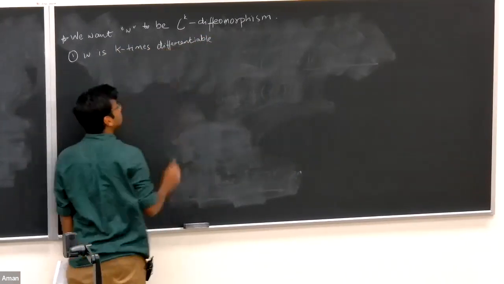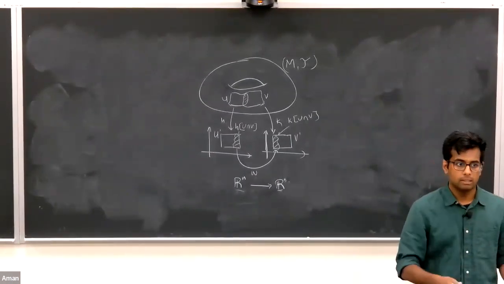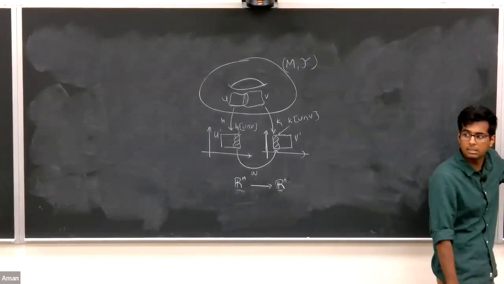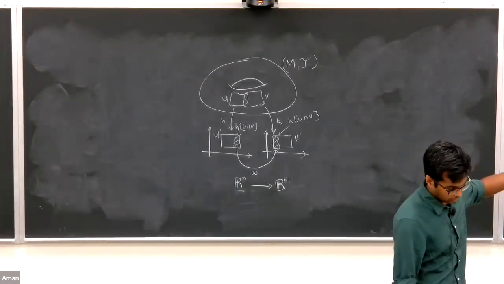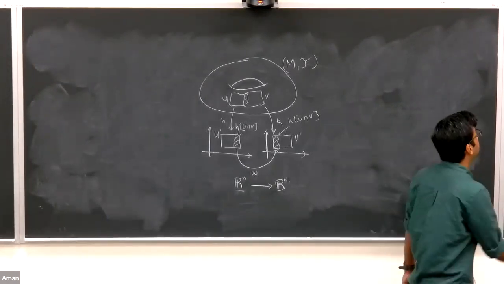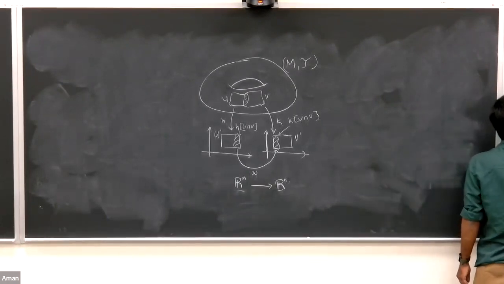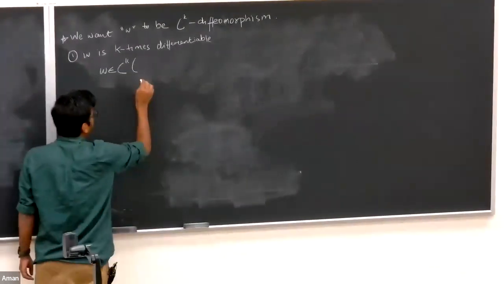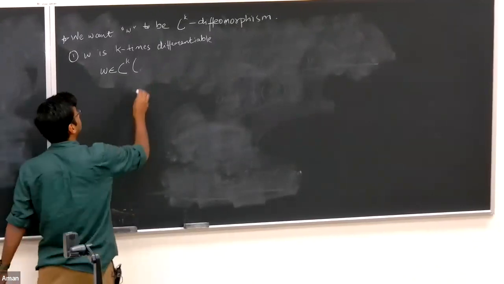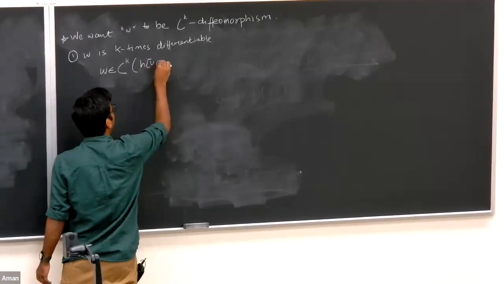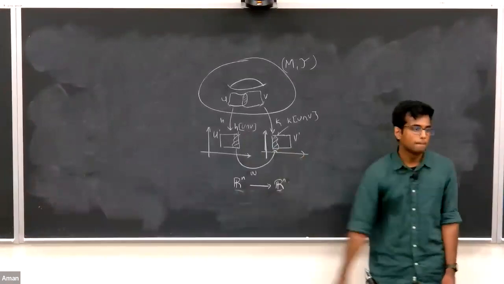What does this mean? This means that the partial derivatives up to the kth order should exist for this transition function omega, right? This simply means that it should be differentiable k times, and the derivatives should exist in those differentiations, right? And this can also be written in math as such. We want omega to be a C^k diffeomorphism, and here we see that it's acting on h(U intersection V).